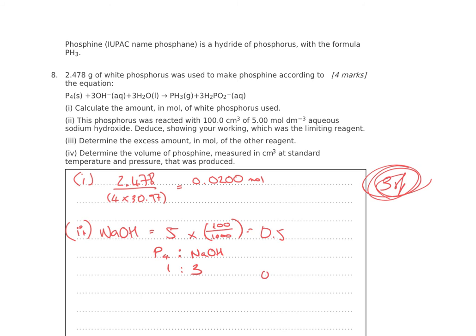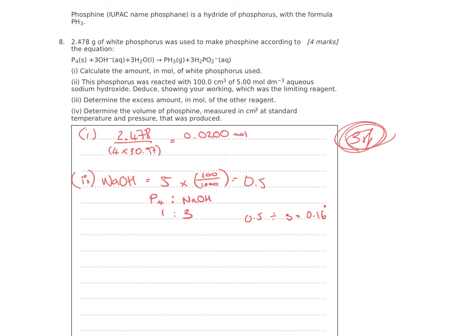So 0.5 divided by 3. That's going to be 0.16 recurring. And you can see 0.02 moles of P4 is less than 0.16 recurring, so therefore it's limiting. Okay, so make sure you're clear. So you needed the moles calculation and the fact that it's limiting for that.